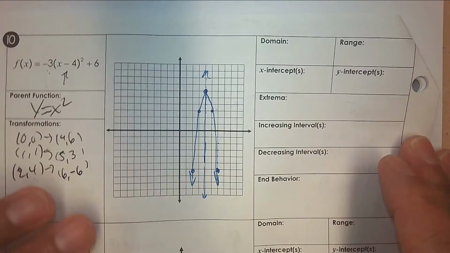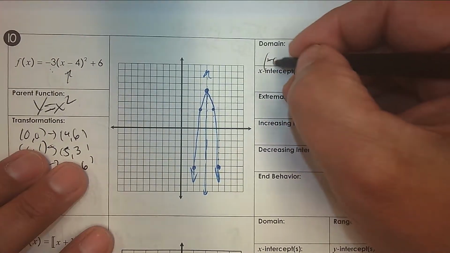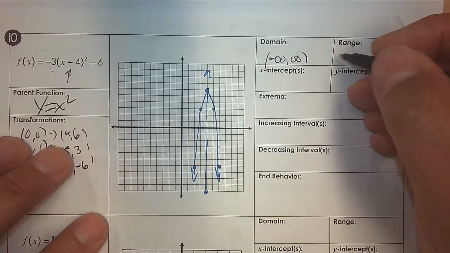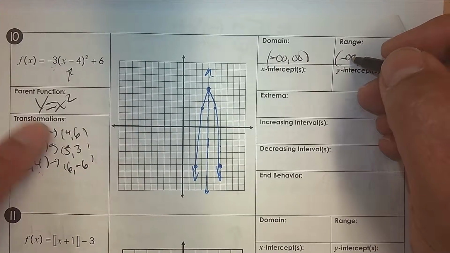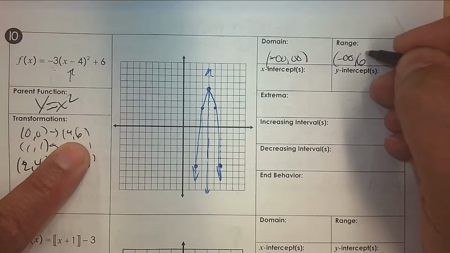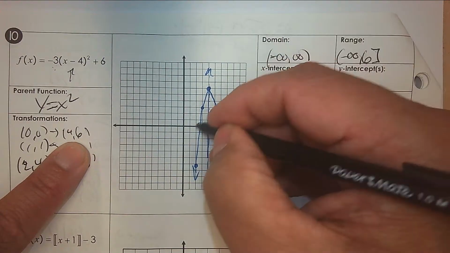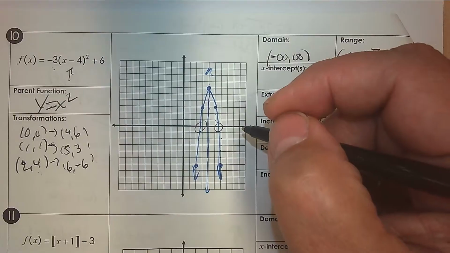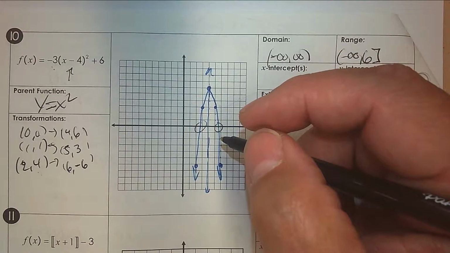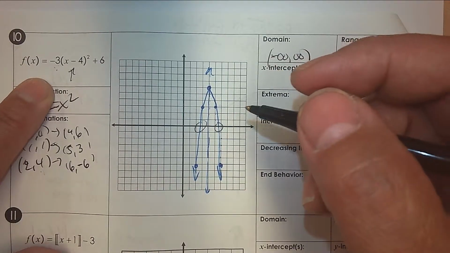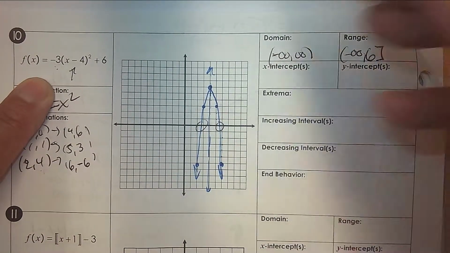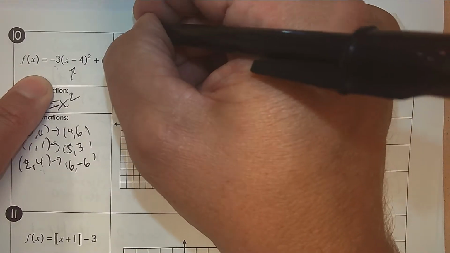What's the domain of this? Well, it's all real numbers. The range, well, the bottom to the top. So the bottom is negative infinity, and then the top is 6. And it's included. X-intercepts are right here. If I made that equal to 0, I could find them.